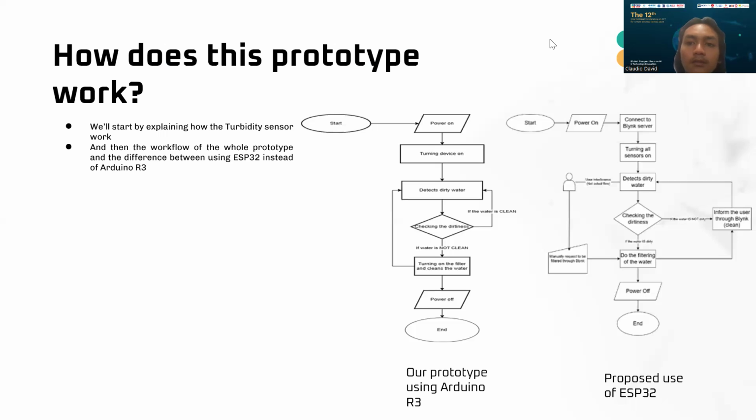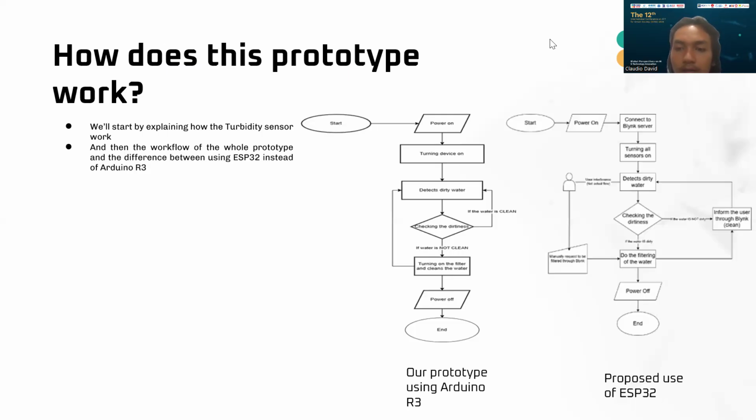So the next is about the workflow for the whole prototype. If it's utilizing an ESP32 instead of the Arduino R3, it's basically kind of the same, but with the help of the Blynk program. So first, it's going to power on the filtering system, connect to the Blynk server, and turn all the sensors on. It will detect water and check the dirtiness level.